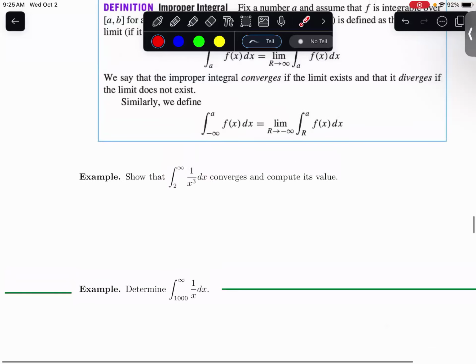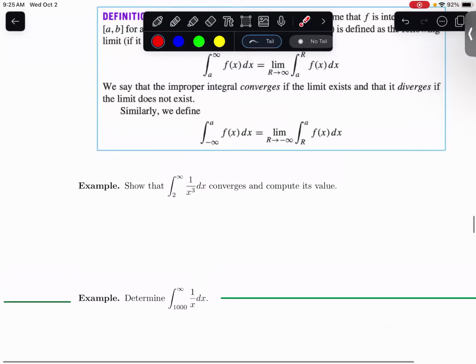Oh, and I don't even know if I said converges. So what it means for this to converge is you need to show that this has a finite value, right? So converges just means that the limit ends up existing, and diverges means that the limit doesn't exist. So you have an infinite limit.